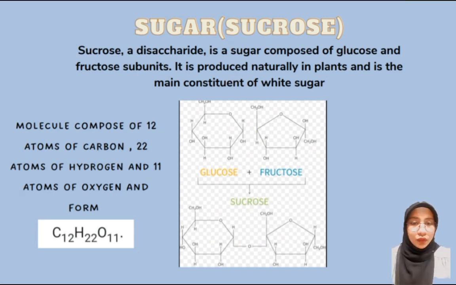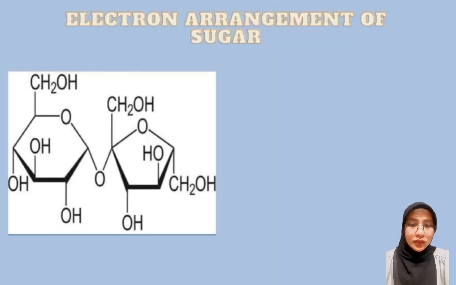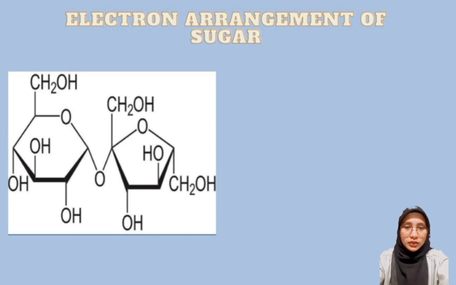From the structure, the molecule is composed of oxygen and other atoms. So, this is the electron arrangement of sugar. From the structure, we can see that there are covalent bonds between the oxygen atoms.